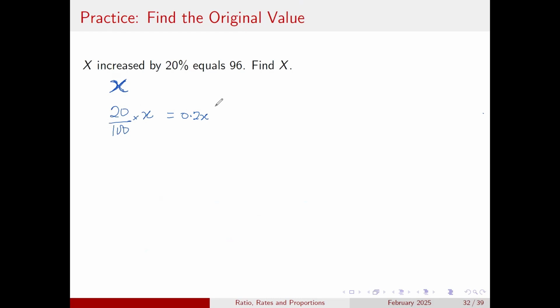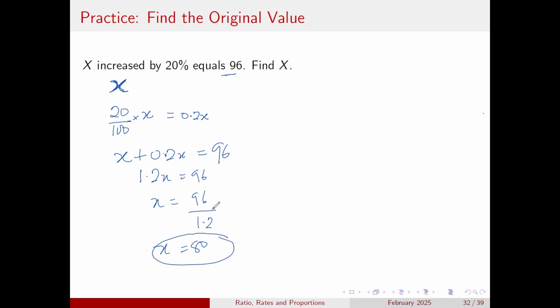0.2x. So if I increase this x by 20%, finally I should have this x plus this new value, which is 0.2x. And I'm being told that this is equal to 96. So what do I do? X plus 0.2x is 1.2x, which is equal to 96. And 96 divided by 1.2 is 80. So my x is equal to 80. So the original value is 80.